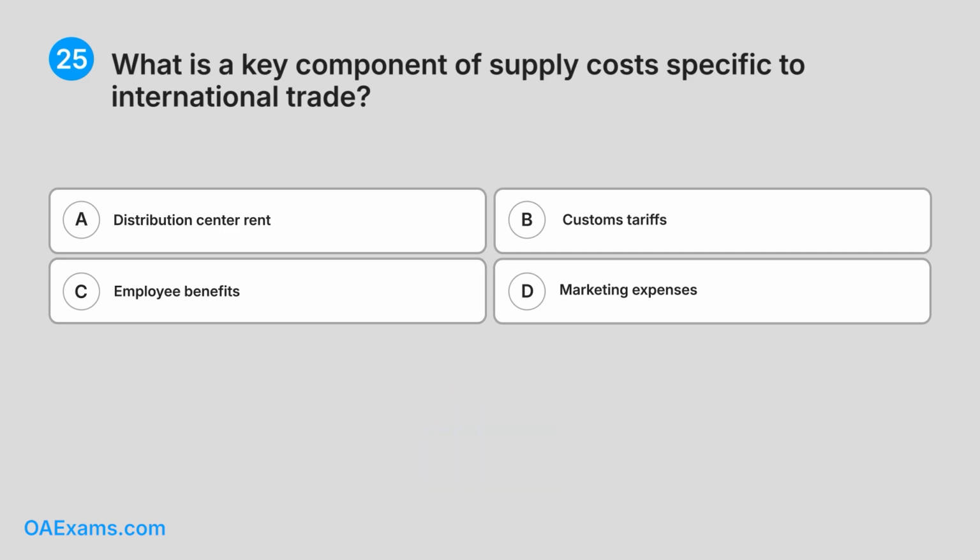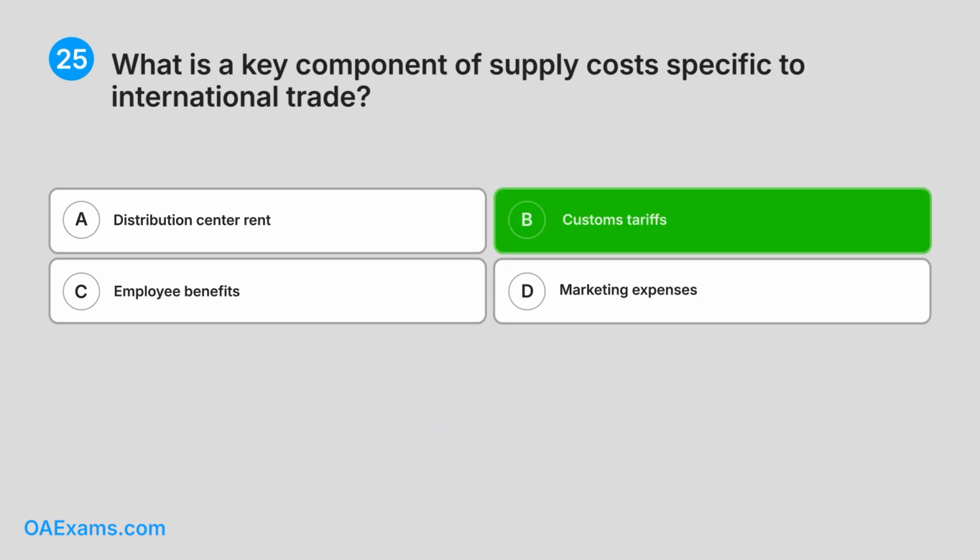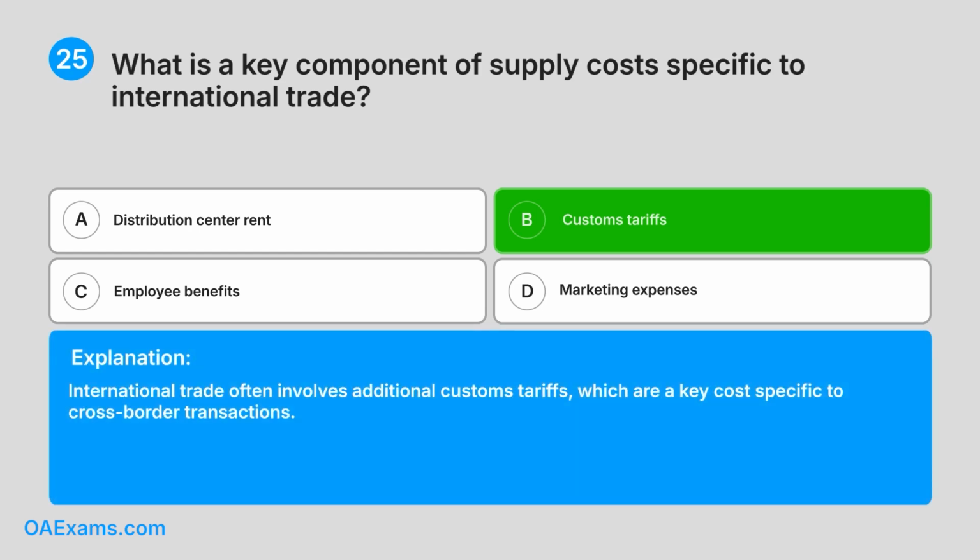Correct answer. B. Customs tariffs. Explanation. International trade often involves additional customs tariffs, which are a key cost specific to cross-border transactions.